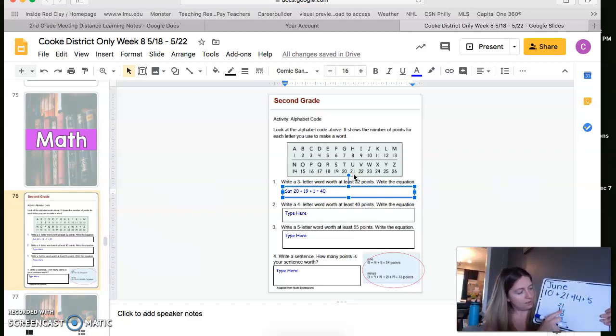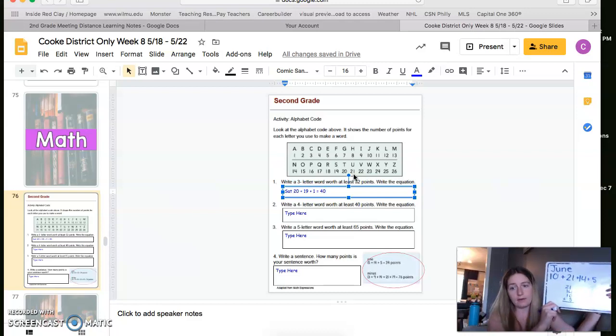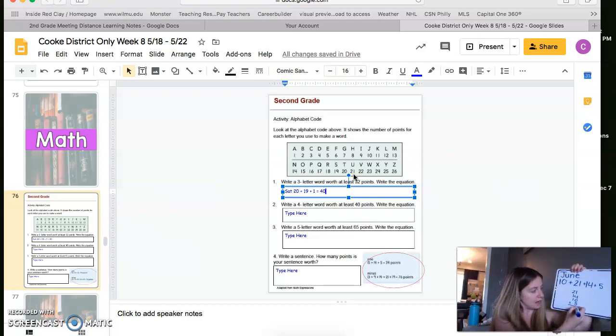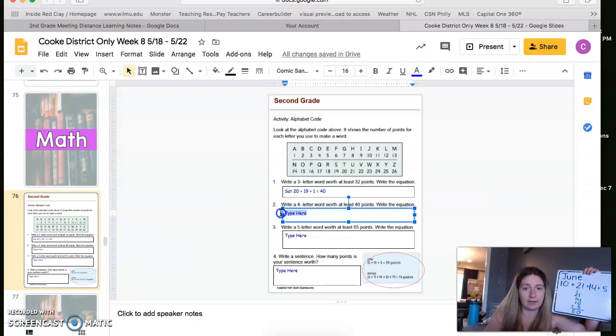All right, so 1 plus 4 is 5, plus 5 more is 10. I make a new group. I have 1, plus 2 is 3, plus 4, plus 1, 5. So my answer is 50, which is more than 40. So June would work here.